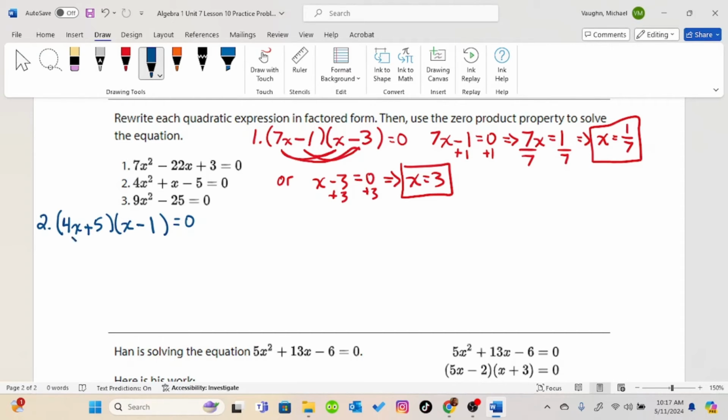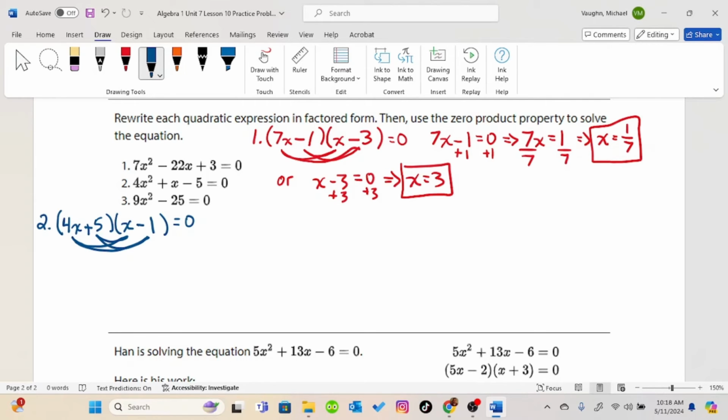Now if I tried 4x times x is 4x squared. 4x times negative 1 is negative 4x. 5 times x is positive 5x, so a negative 4x plus 5x would give me plus x. And finally, 5 times negative 1 is negative 5. So this is the correct factored form of number 2.